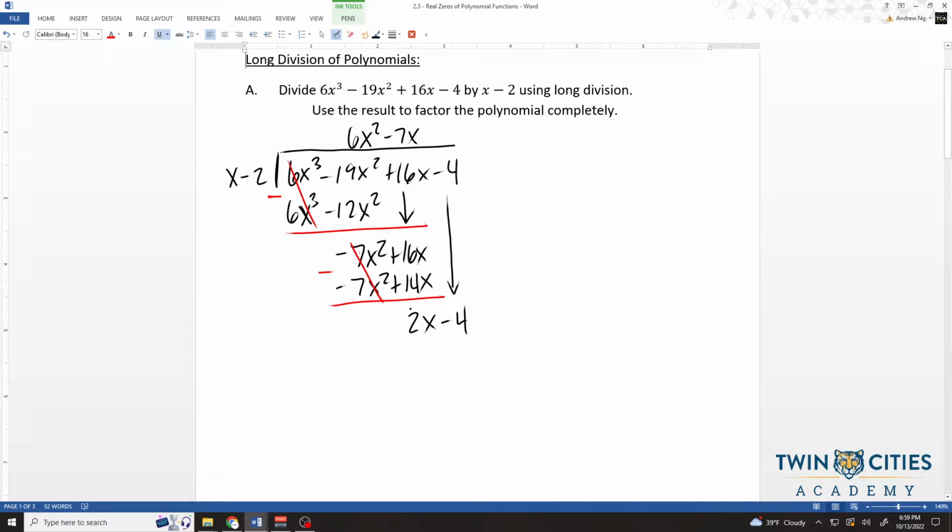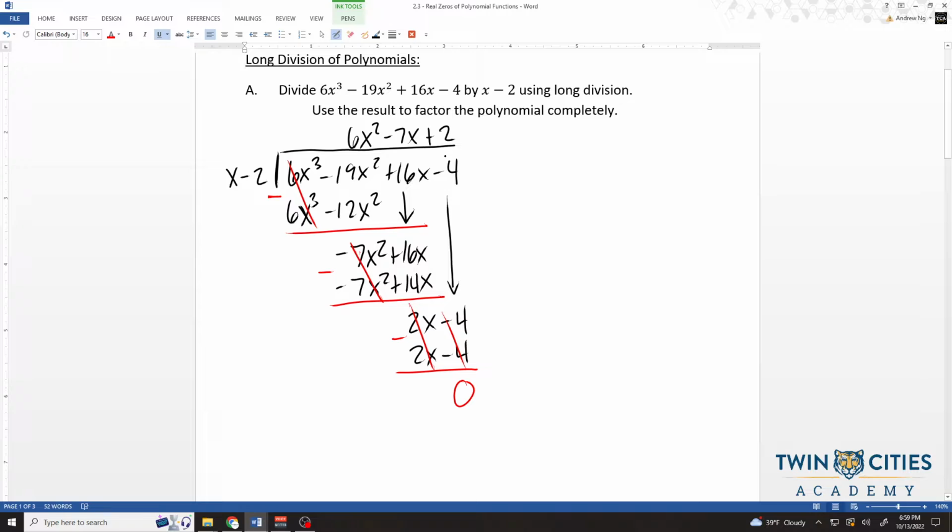So step 1, first term on the inside, divide by first term on the outside. 2x divided by x gives me a 2. I'm going to take this 2 and multiply it to all the terms on the outside. 2 times x gives me 2x, and 2 times negative 2 will give me negative 4. Subtract. And we'll see here that both of these terms, 2x minus 2x goes to 0, negative 4 minus negative 4 goes to 0. My remainder is 0, which is good because it's asking me to factor this completely.